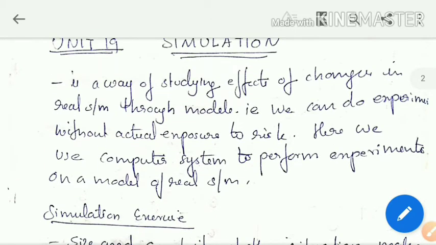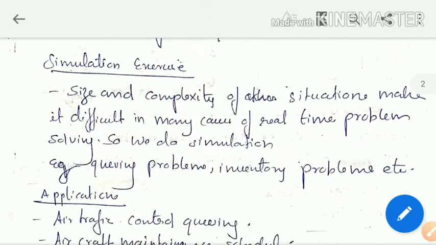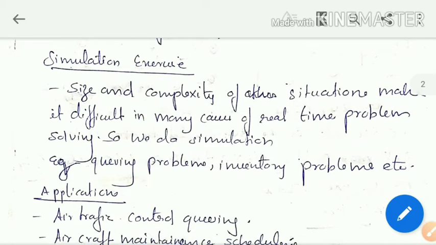Simulation is a way of studying effects of changes in real system through models. That is, we can do experiments without actual exposure to risk. So using simulation or using mathematical models, we are not exposing ourselves to risk. Here we use computer system to perform experiments on a model of real system. So how are we conducting a simulation exercise?